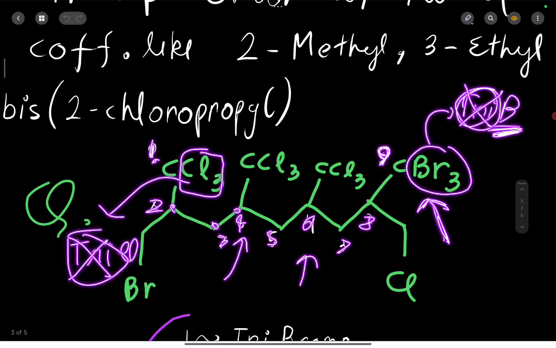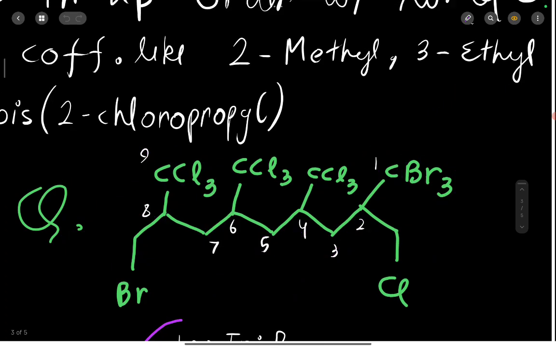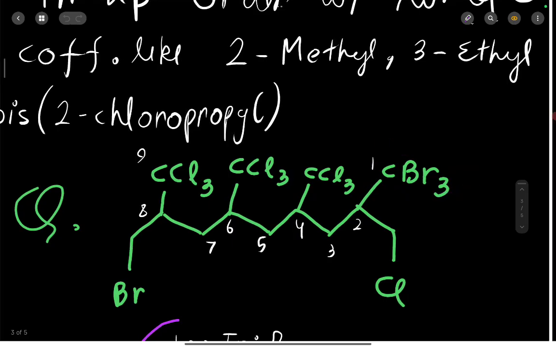Tri does not count in alphabetical order. So, of course, B takes priority over C, and hence, via alphabetical order. Okay, so once you have named the main chain, you now have to start arranging the substituents in alphabetical order.